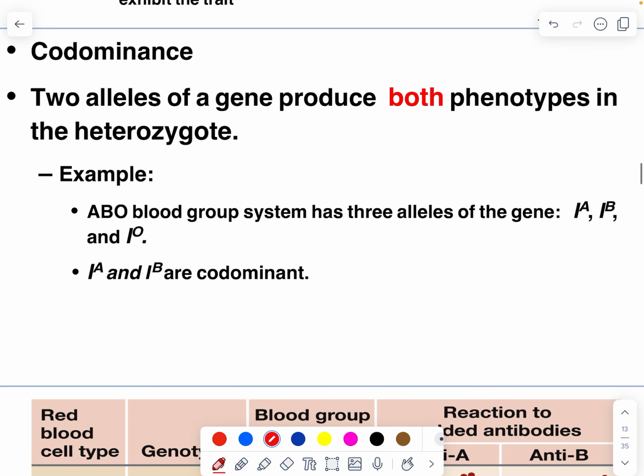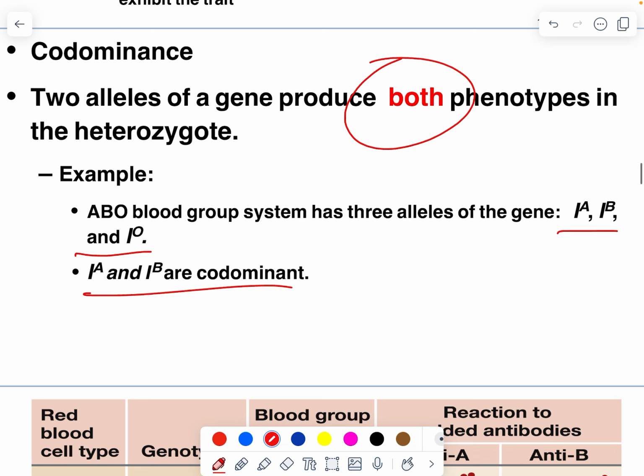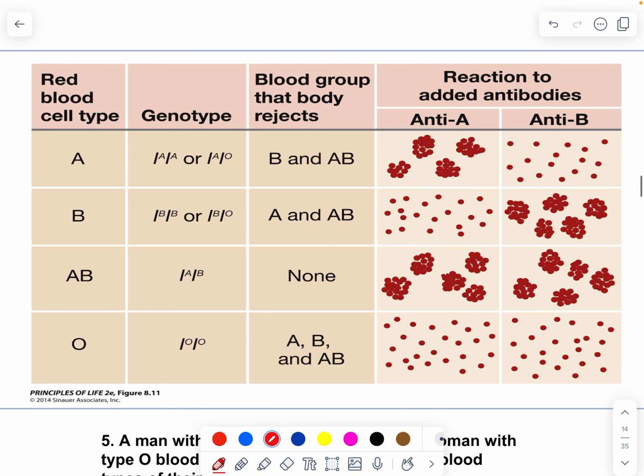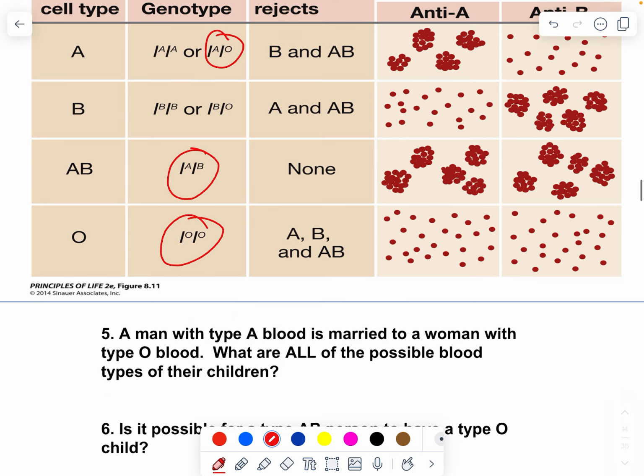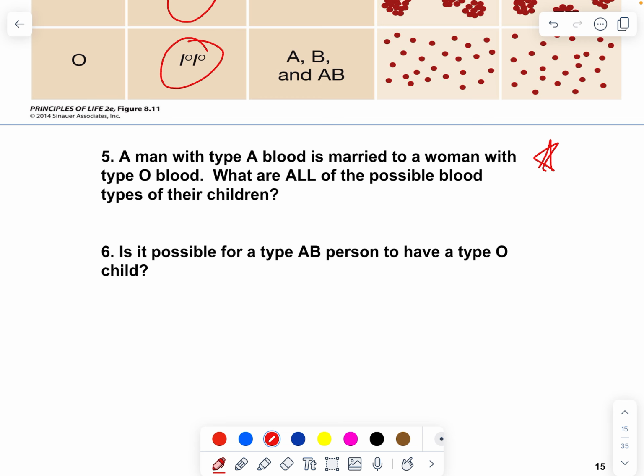So codominance, they both show up. Co-captains, right? This is easily seen as an example in blood type. A and B are codominant. So A beats O right here. So A is dominant to O. But A and B are codominant, which means you have both types of sugars, like the carbohydrates, on the outside of your blood cells. Okay? And O is completely recessive. Okay, so do these problems now.